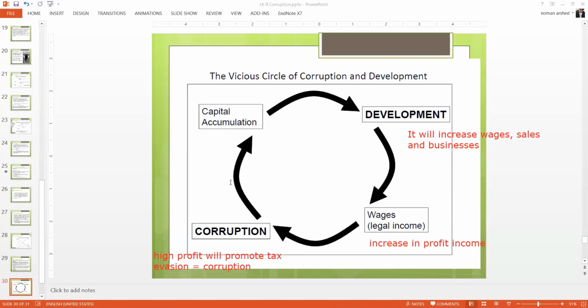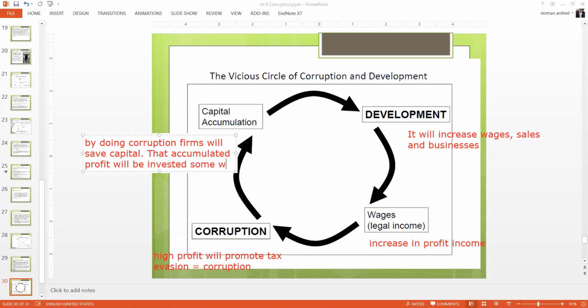So when they do corruption, they will save their profits. By doing corruption, firms will save capital, meaning they will save the profits, they will not pay the other tax. So they will build capital. That is capital accumulation. That accumulated profit will be invested somewhere in some other business or in the same business. That will lead to an increase in jobs, businesses, and production, and it will lead to development again. So it's a circle. Development and corruption follow each other.